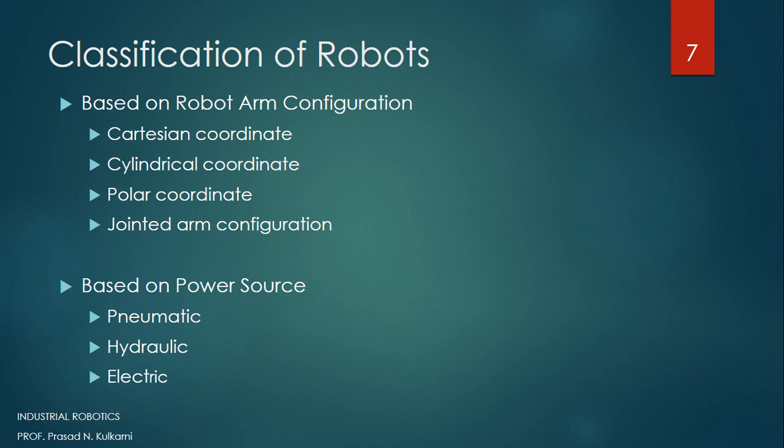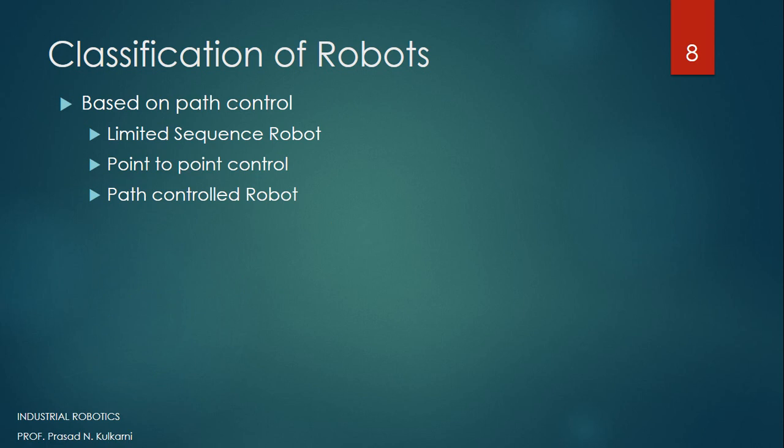Then one more based on power source. Power source means the drive, which drives that robot. On that also the robots are classified, like pneumatic robots, hydraulic robot and electric robot. Again, the third one is based on path control: limited sequence robot, point to point control, path control robot.